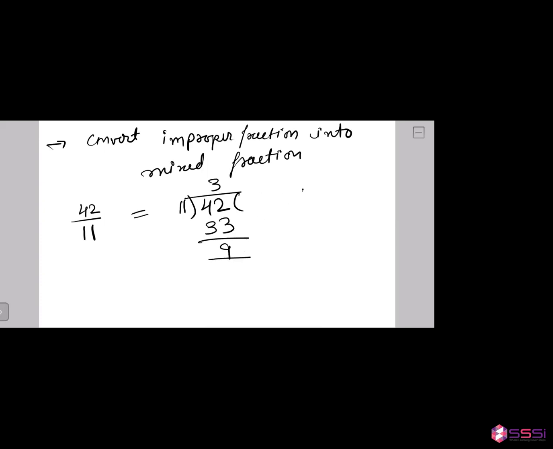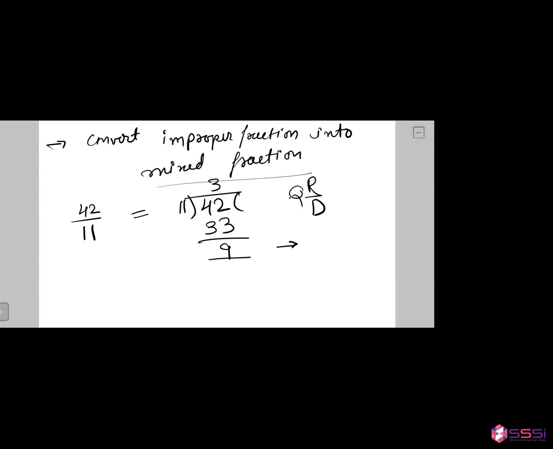You're going to tell me Q, R by D. You're supposed to tell me what the answer is. How do we write 42 by 11 as a mixed fraction? Step 1 is the same, divide and find the remainder. Step 2 is the same, write it in this form. Now tell me what to write here.